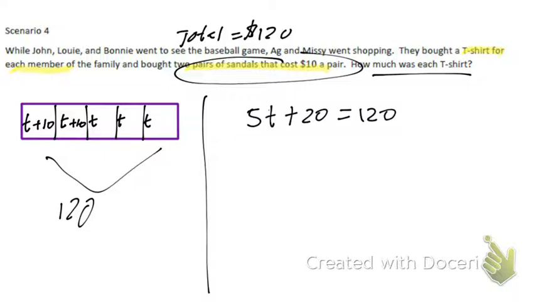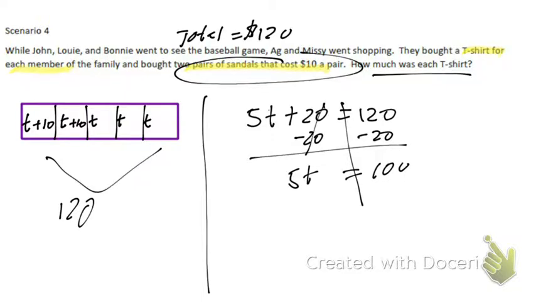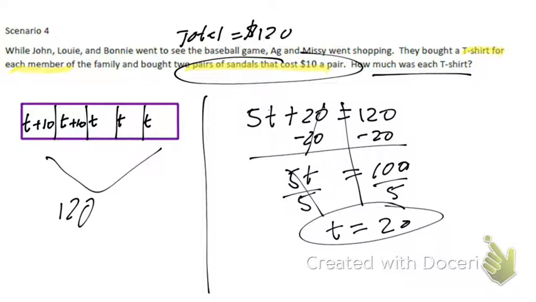I think this is a pretty easy equation to solve. Here I could subtract 20 from both sides. Got 5t equals 100. That means 5 t-shirts in total cost $100. Get rid of the 5 by dividing both sides by 5. And you get 20. So that means each t-shirt costs $20.